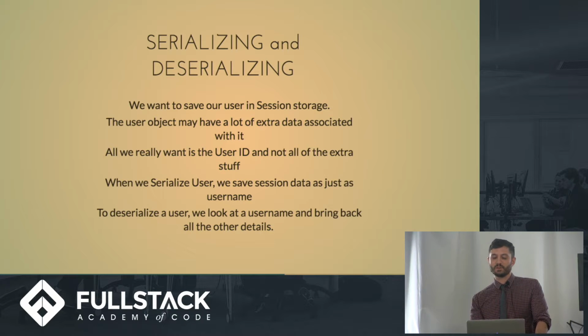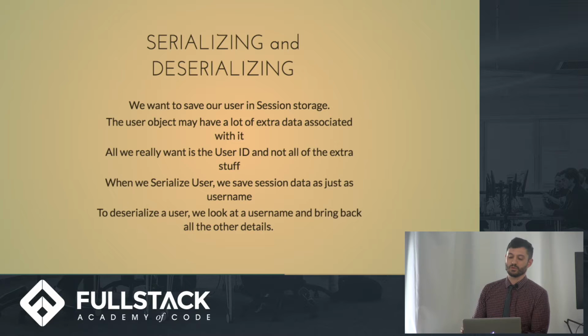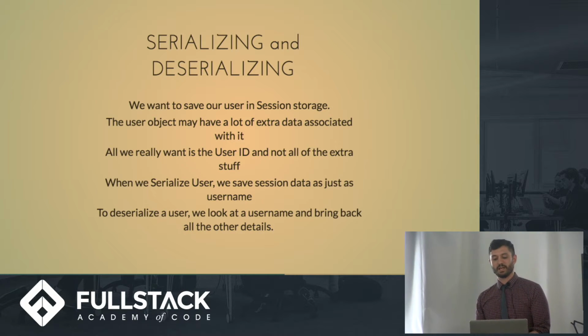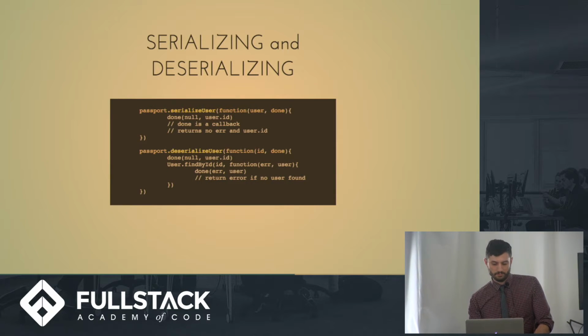We want to save our user in session storage, and the user object may have a lot of extra data associated with it. All we really want is the user ID and not all the extra stuff, which is when we serialize the user, we save session data as just a username. And to deserialize them, we look at a username and bring back all the other details. So here's a code snippet, an example of Passport serialized user and Passport deserialized user. You can see in deserialized user, we're calling a find by ID method off our user's database, bringing back all the information that we stripped away.